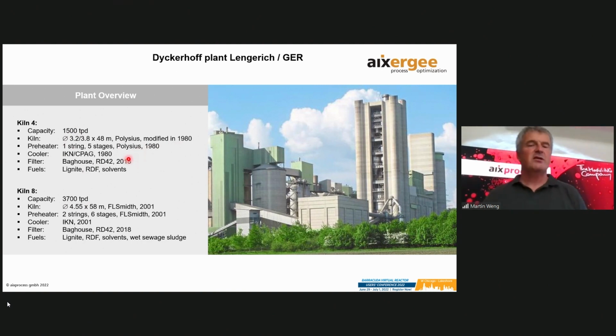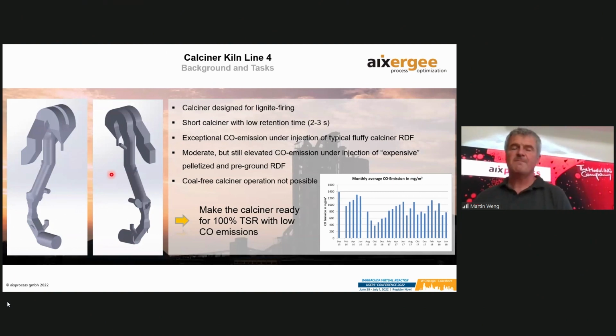And what's important is the fuels. This is fired by lignite, residual derived fuels, and some solvents as minor fuels. So that is what we'll be talking about. What's the trouble? If we are talking about brownfield plants, they typically have some troubles. This calciner was originally designed for lignite firing. That means 100% lignite. Although lignite is not one of the best fuels, of course, it's rather well defined.